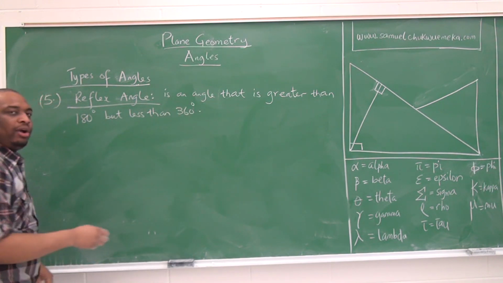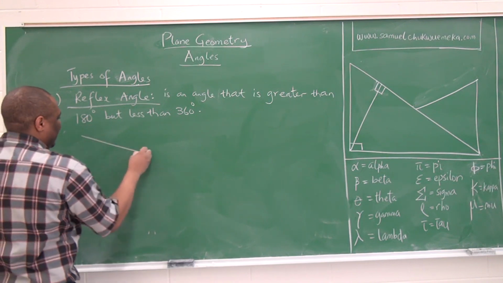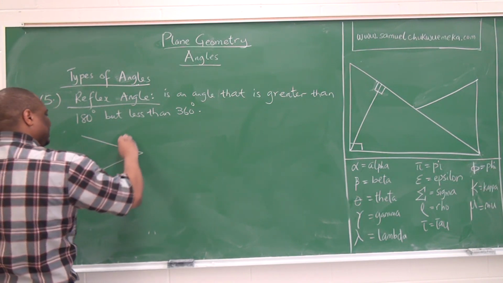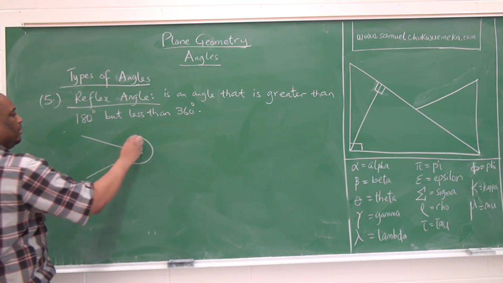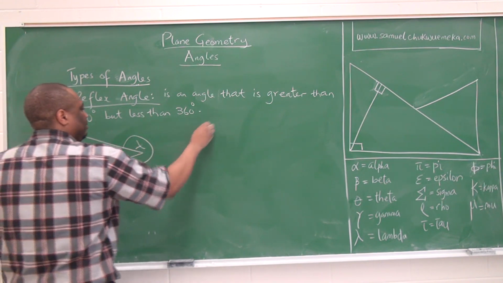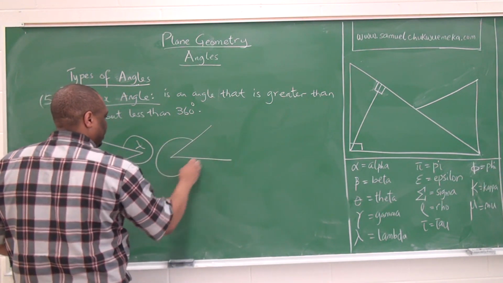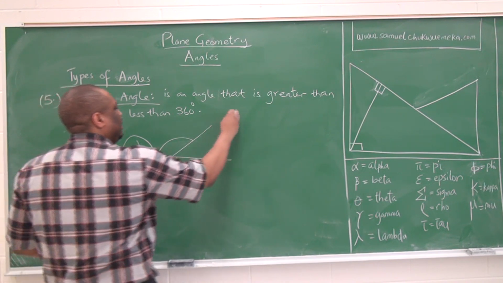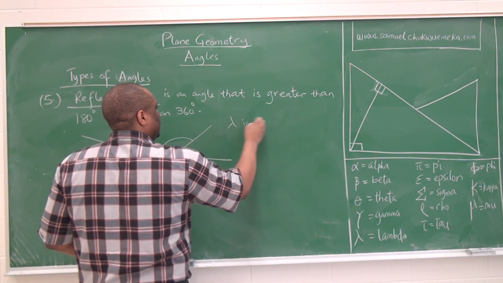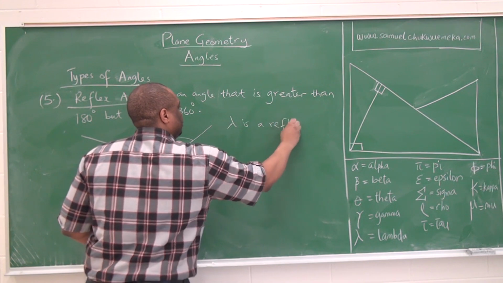And it's just the exterior angle of an acute. Like when you have an acute angle, right? The exterior is a reflex angle, lambda. You have an acute angle, the exterior here, lambda. Lambda is a reflex angle.